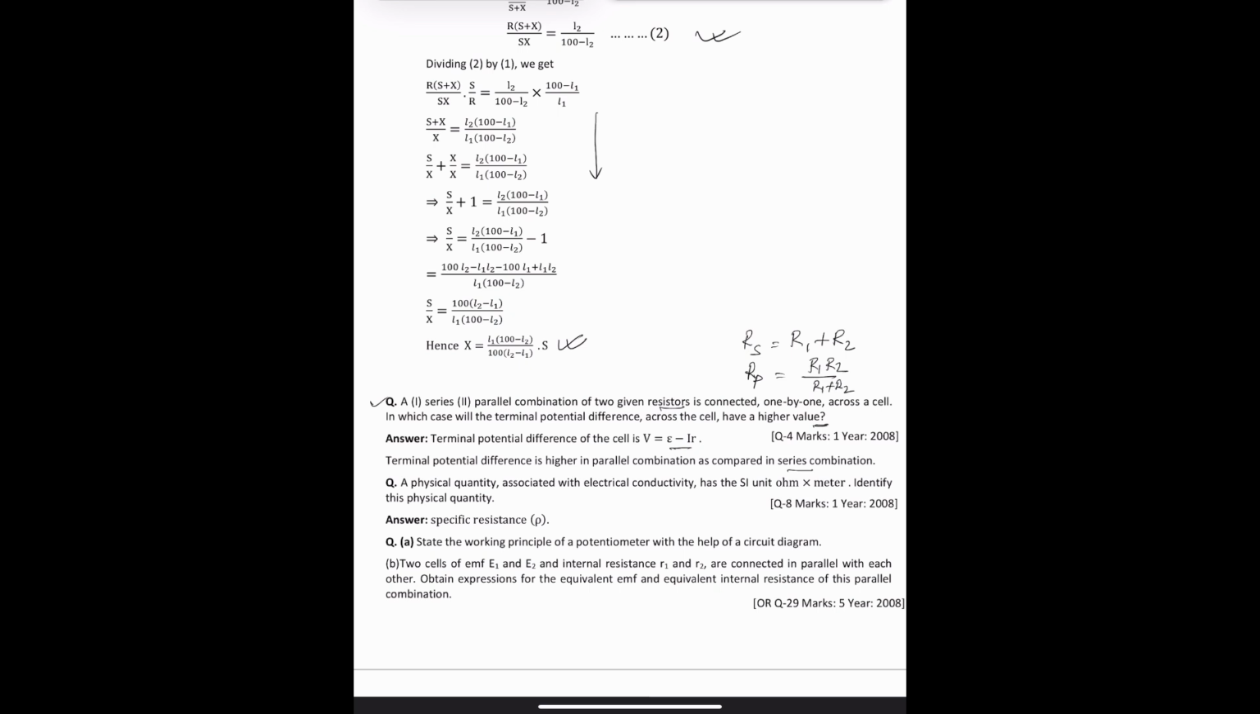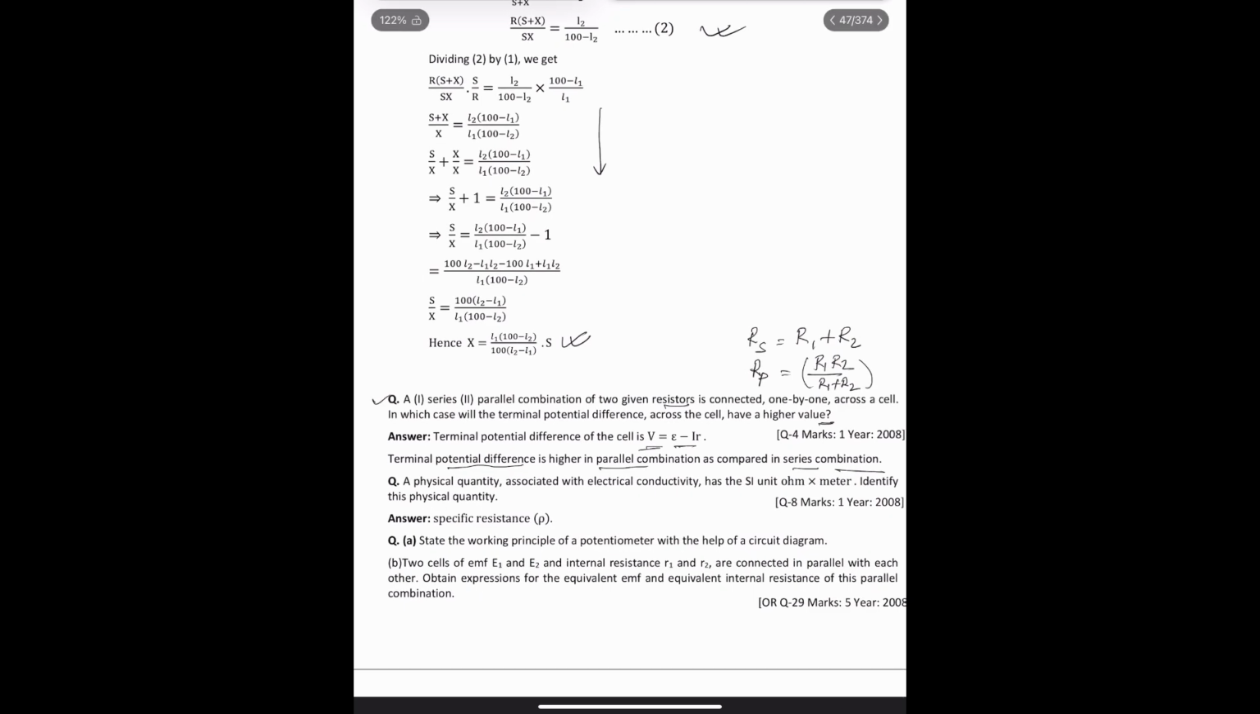Suppose, in which case will the current be maximum? When the resistance is less, the current will be maximum, correct? So in parallel, the terminal potential difference is higher in the parallel combination. So what will happen in the parallel combination? The resistance offered will be more. If the resistance offered is more, then the current will be less and the potential difference will be more.